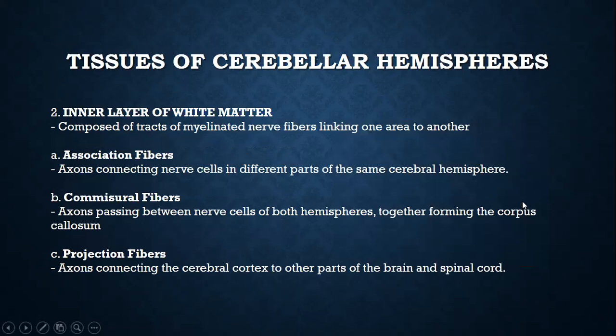Inner white matter is composed of tracts of myelinated nerve fibers linking one another, and association fibers, axons connecting nerve cells in different parts of the same cerebral hemispheres, commissural fibers, axons forming between nerve cells of both hemispheres, together forming the corpus callosum. And then we have the projection fibers, axons connecting the cerebral cortex to other parts of the brain and the spinal cord.